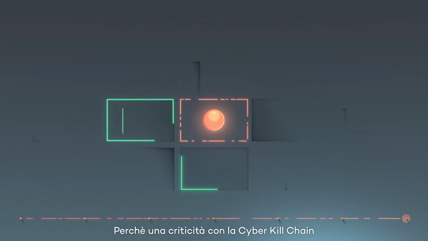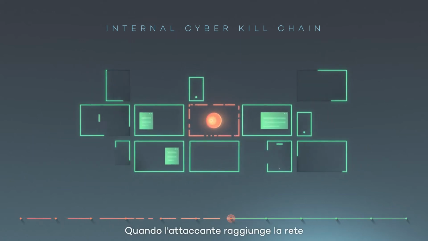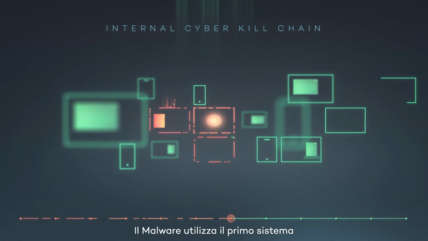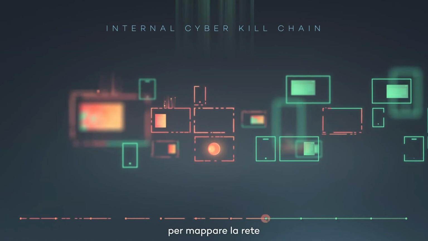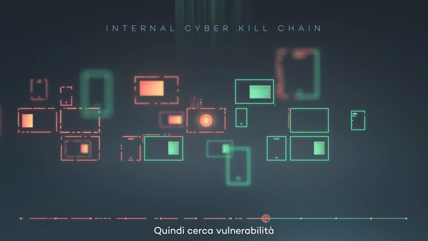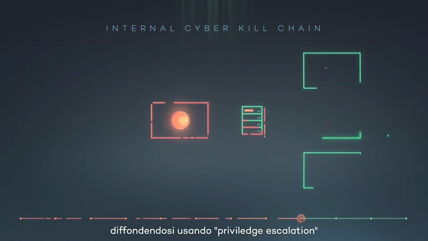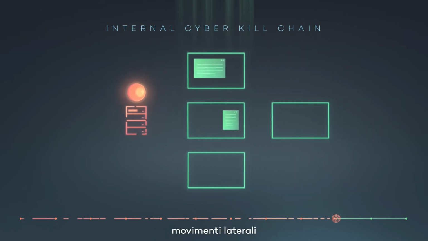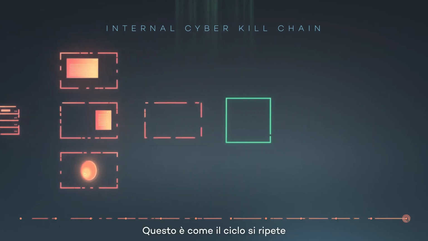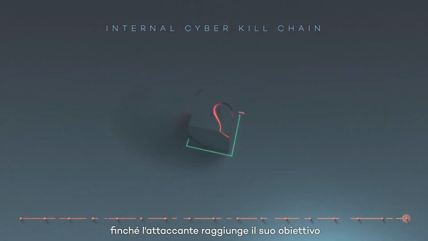Because a critical point with the cyber kill chain is that it's not linear, but circular. Once the attacker reaches the network, the cycle repeats itself internally. Malware uses the first asset to map the network and tries to reach more valuable assets, then looks for vulnerabilities to go from workstations to servers, and spreads using privilege escalation, lateral movement, and manipulating target endpoints. This is how the cycle repeats over and over again until the attacker reaches his objective.